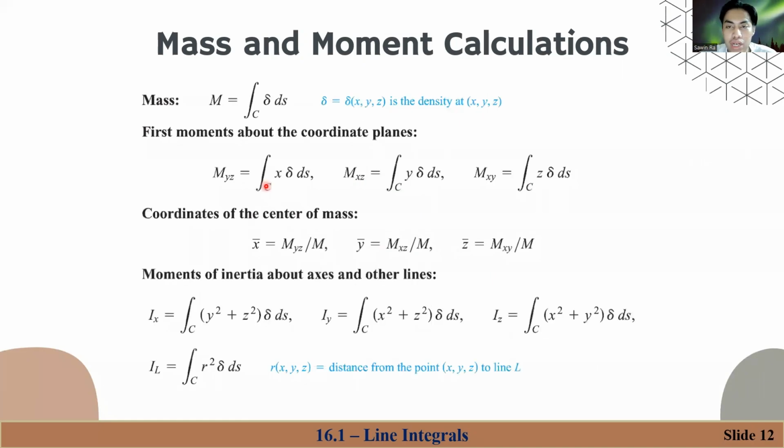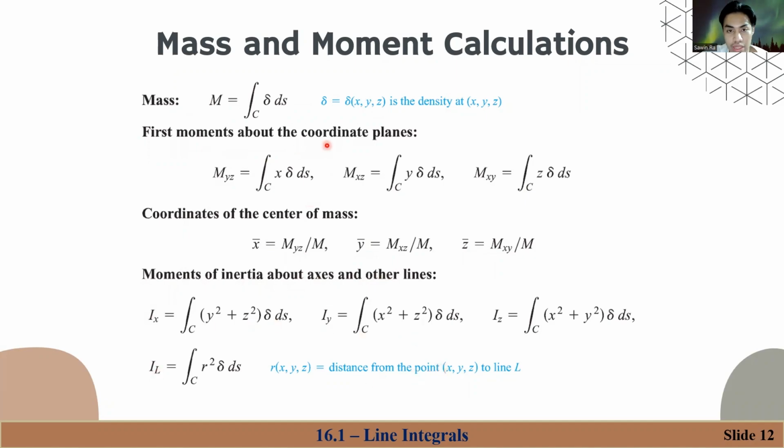So for mass and moment calculations, there are a couple of formulas that you have to keep in mind. There's this equation for mass, and the equation for the first moment about the coordinate planes, which gives the 3 coordinates of the center of mass: x bar equal to M of yz over M, y bar equal to M of the plane xz over M, and z bar is the moment of the plane of x and y over M. And next is moments of inertia about axes and other lines, which are these equations right here.